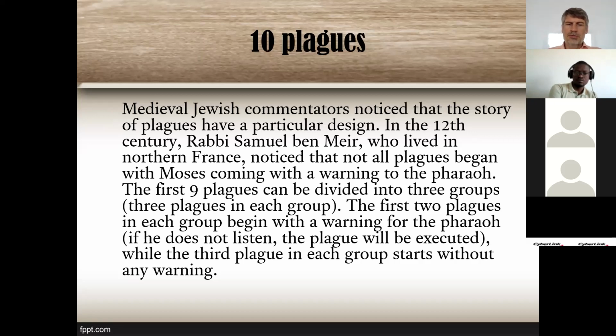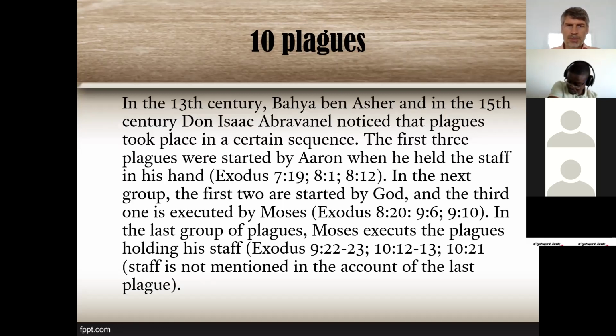For example, the first 9 plagues can be divided into 3 groups, 3 plagues in each group. The first 2 plagues in each group begin with a warning for the Pharaoh. If he doesn't listen, the plague will be executed, while the third plague in each group starts without any warning. So Moses just did it without going to Pharaoh.